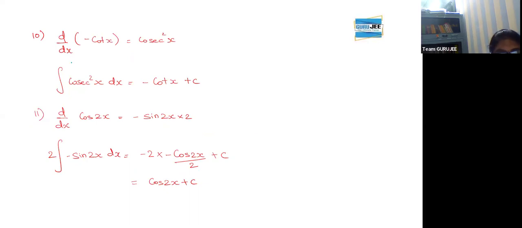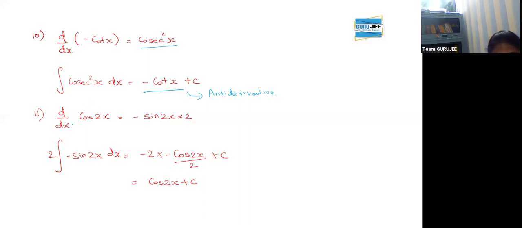Next one, d by dx of minus cot x equals cosecant square x. If you take the differentiation, the result is cosecant square x. Integrating cosecant square x dx, based on formula number 7, you will get minus cot x plus c. This is the antiderivative. Why, ma'am, are you repeating derivative and antiderivative often? For you to get it memorized. Cosecant square x dx is equal to minus cot x plus c.